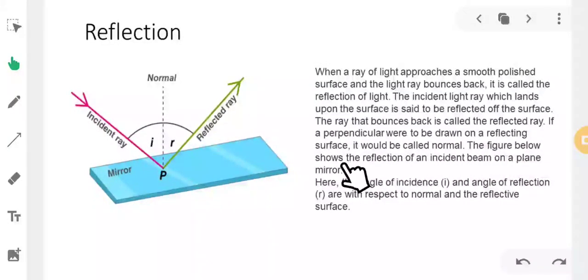Now the figure shows the reflection of the incident beam on a plane mirror. This figure shows how a plane beam of light is being reflected. Now here, the angle made by the incident ray and the normal is known as your angle of incidence, and the angle made by the normal and the reflected ray is known as your angle of reflection.